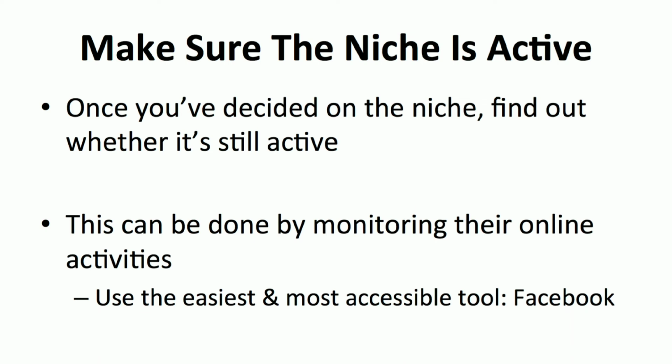For example, affiliate programs. Then Facebook will show you the search results that are probably by the dozens, or if you're lucky, by the hundreds. If there are still activities in the group, especially online, that means the niche is definitely viable.